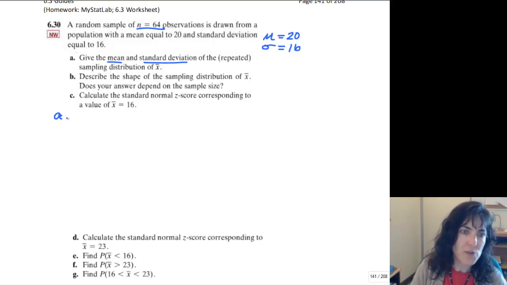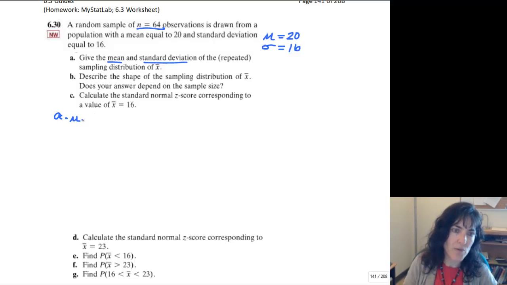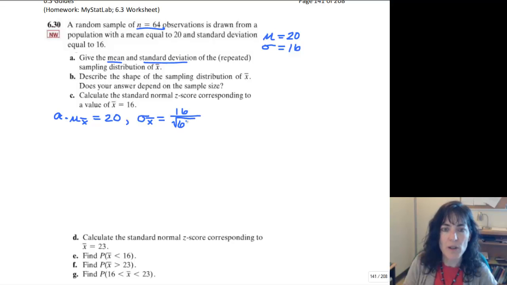So let's look at A. Our sampling distribution, our mean for our x bar is going to be the same as the mean for our population, so it's 20. And then the standard deviation for our x bar is going to be our standard deviation for our population divided by the square root of our number of observations, or n, and that's 64, so it's going to be 16 divided by 8, or 2, for our sigma for our x bar.